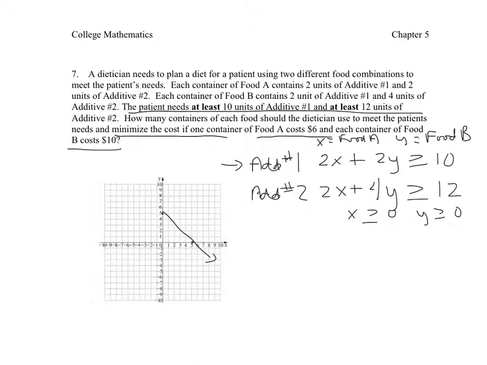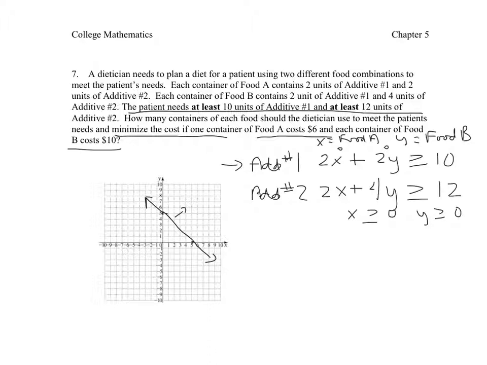So I'm going to draw that line in. And since we want that to be greater than or equal to 10, we tested with 0, 0. And we saw, wait, that's not true, so I don't want to shade below that line. I'm going to want to shade above.